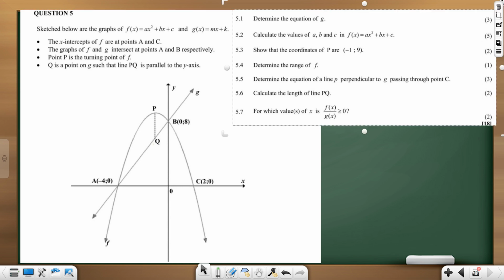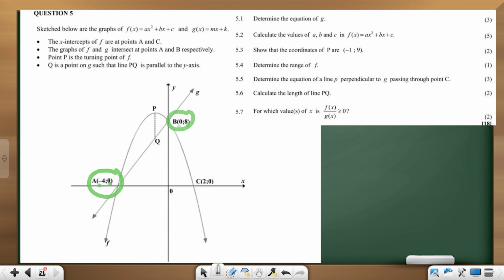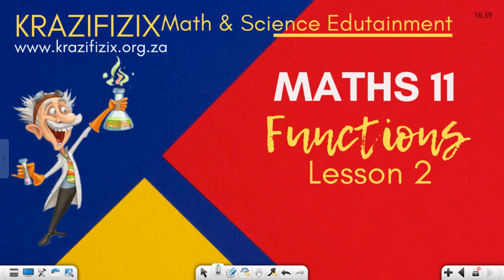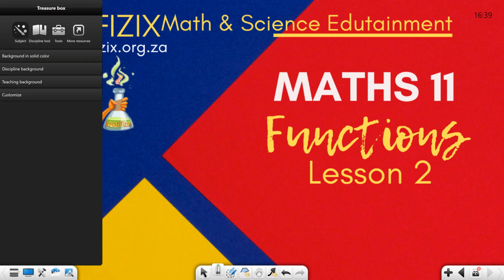Number 1, determine the equation of g. Look at g. g is a straight line. You will do that, analytical functions, almost everywhere. g is a straight line. And to get the equation of a straight line, all I need is 2 points. And I have my points, and I'm done. 3 marks. (0; 8) and (-4; 0). Okay, I am going to do my calculations here.